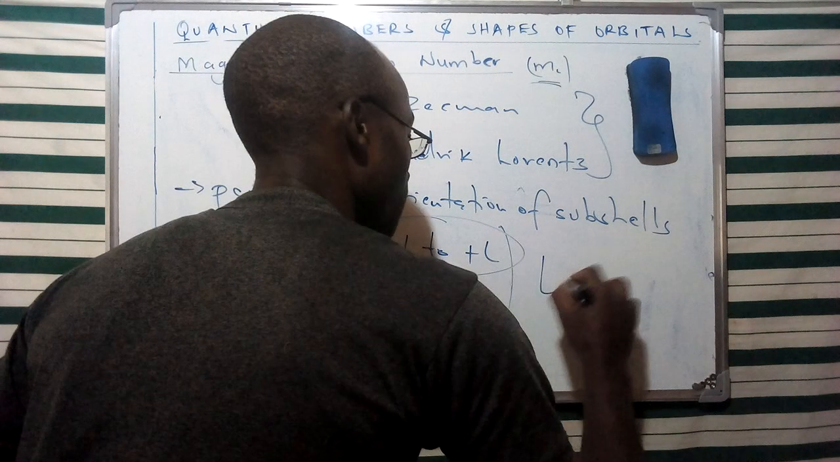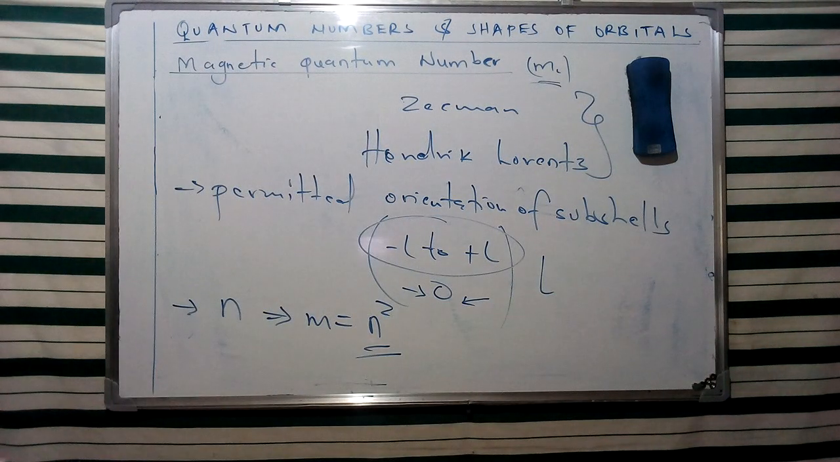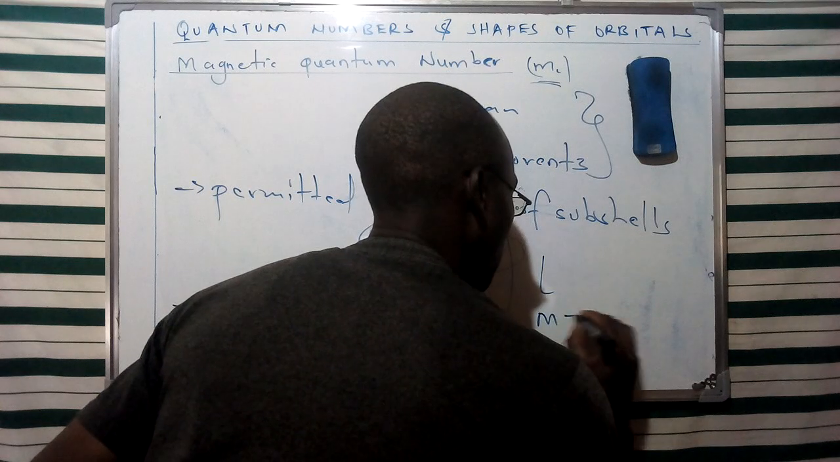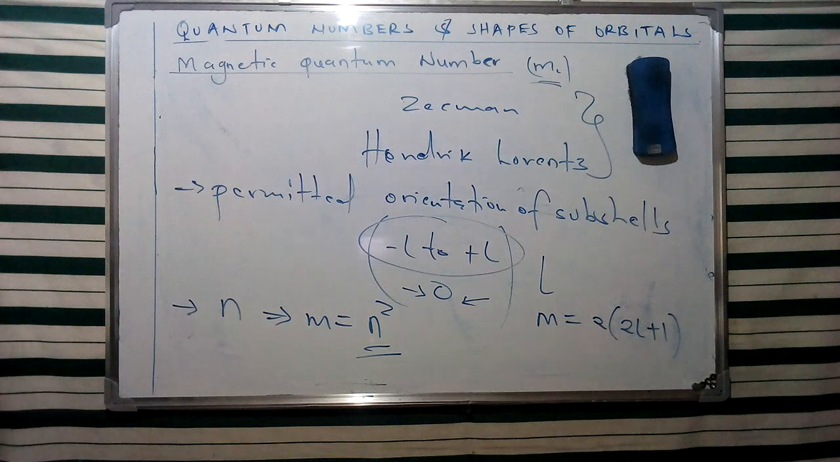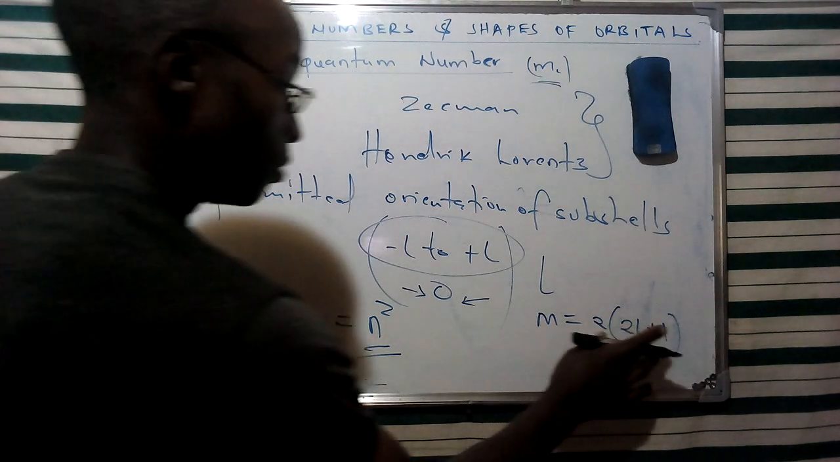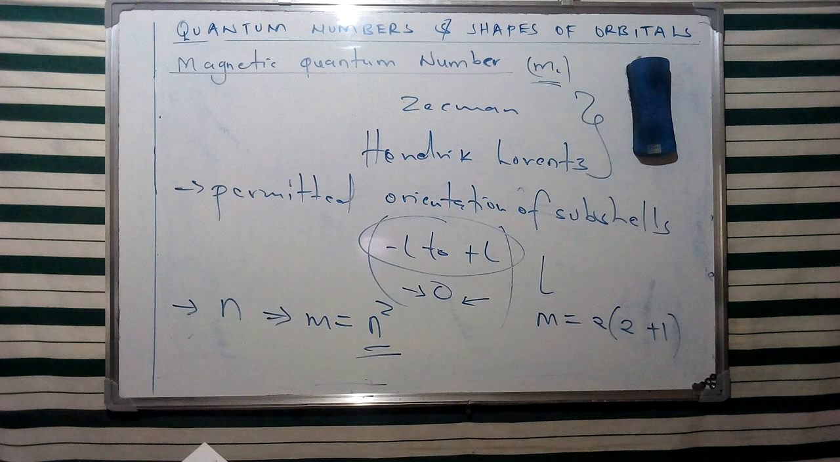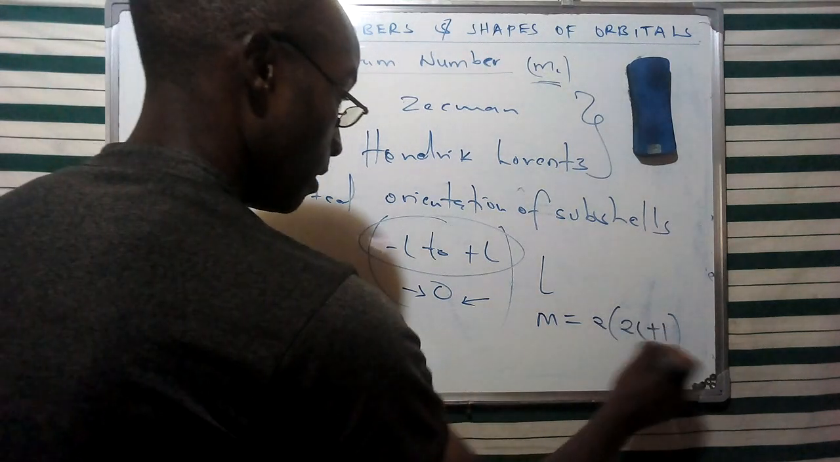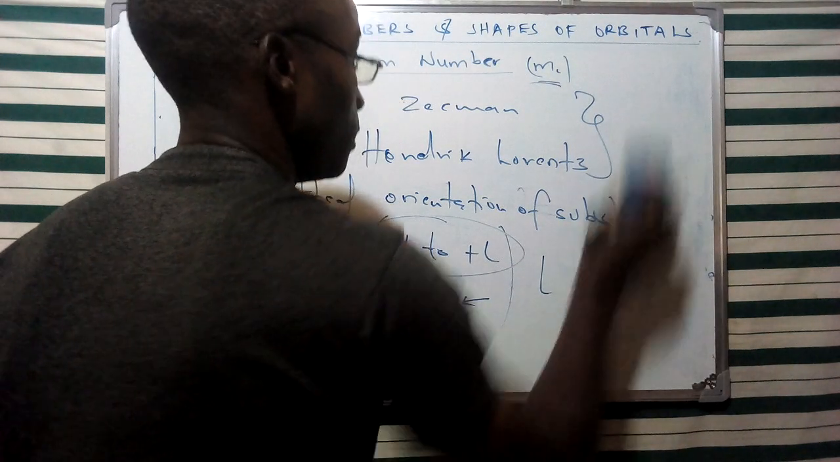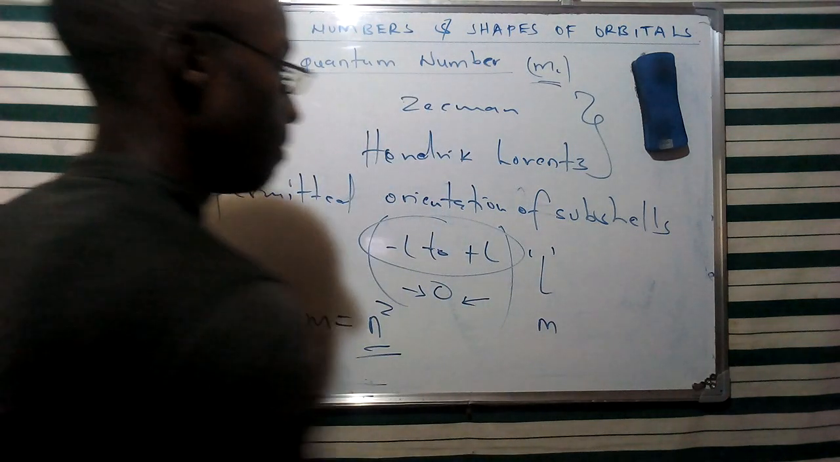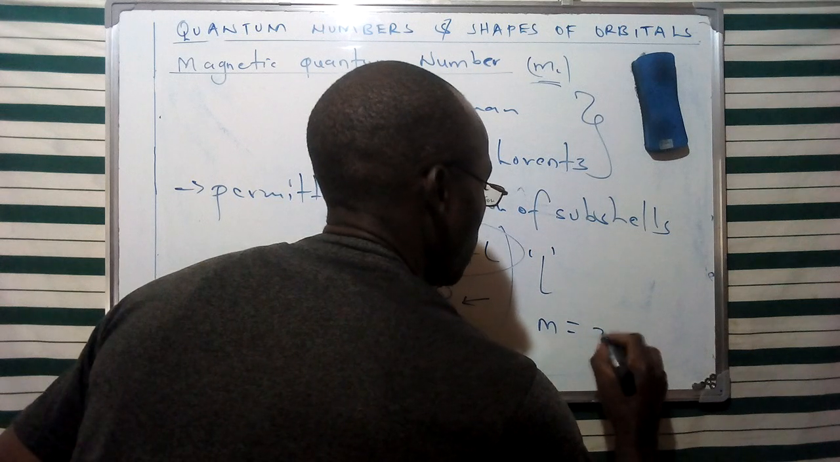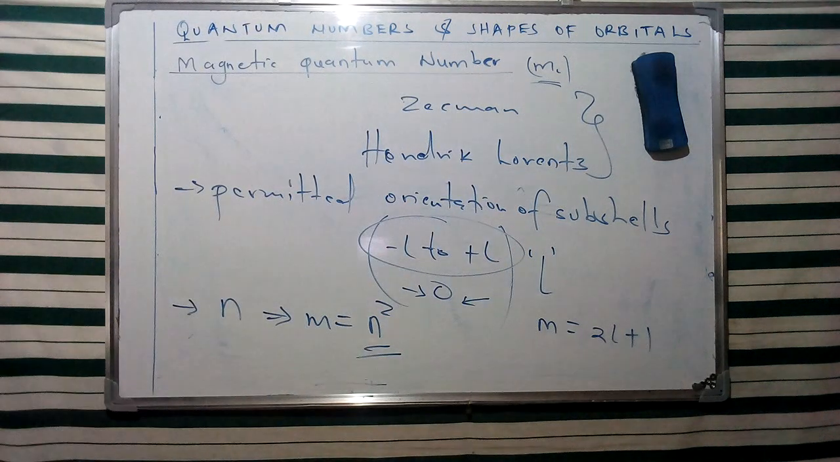So therefore we can as well give a relationship with the angular momentum quantum number, which we had given in terms of L, whereby for a given value of L, we can give the number of values of m as 2L plus 1. So let me just put it in this specific order: for a given value of the angular momentum quantum number, we're going to have the number of m values given as 2L plus 1.